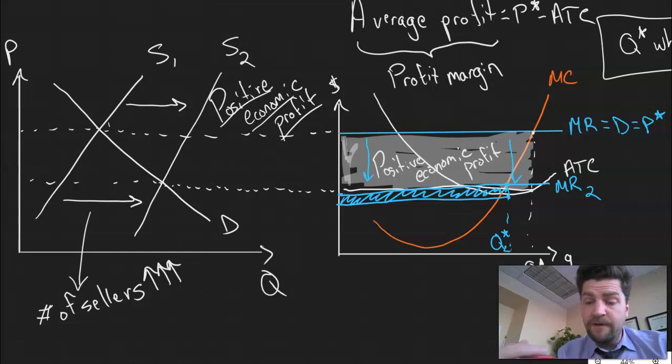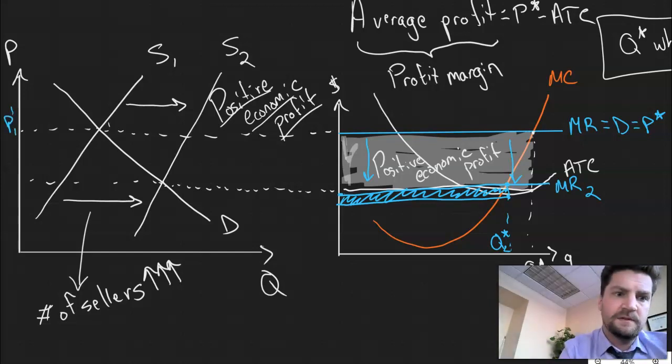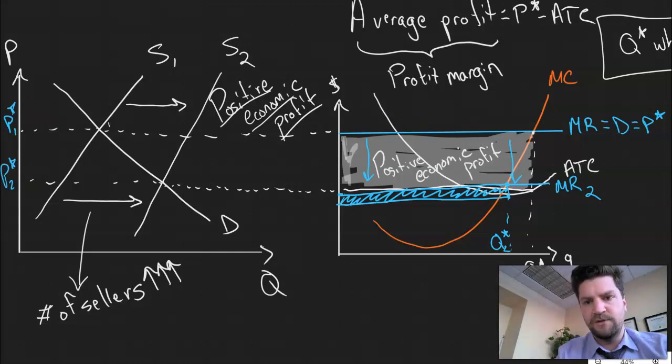So essentially, the fact that you're making profits, the fact that there's free information, the fact that there's free entry and exit is going to cause the dynamics of more sellers entering the market, which is going to erode your profit by having some downward pressure on prices, right? This is our P1 star. This is our P2 star associated after that supply change.